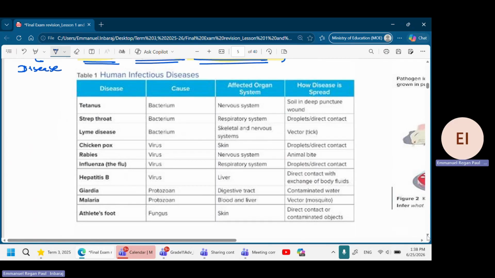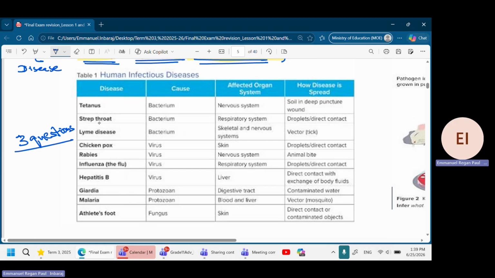Okay, now let's see. There are many other diseases. Remember, this table is very, very important for you, because you get three questions only from this table. Three questions are there. So you have to somehow learn it. You need to memorize this.